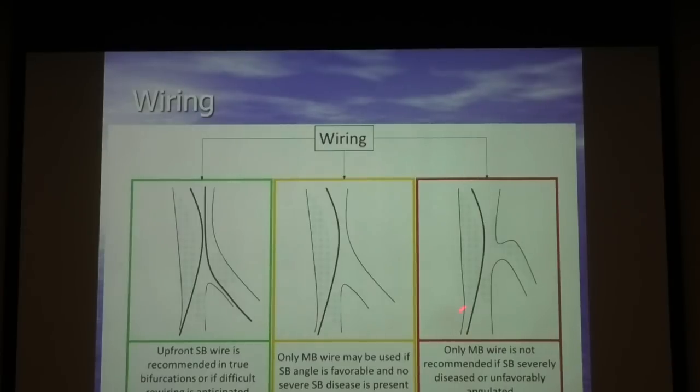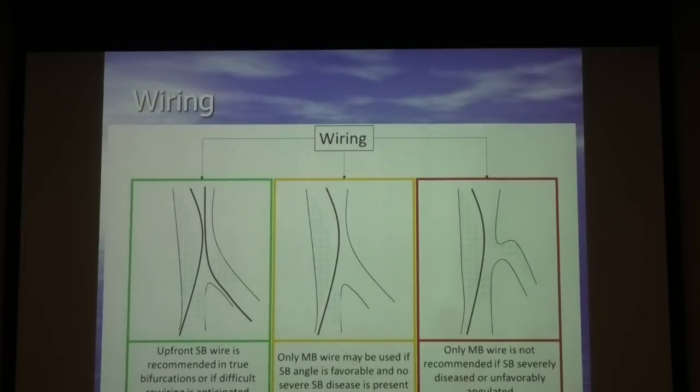Now this is extremely important. Look at this, it is very difficult, access is difficult. Only main branch wiring is not recommended if side branch severely diseased or unfavorable angulation. So red line. بتقول لك بدي اعالج اول المين برانش وبعدين انتقل للسايد برانش. When you have severe angulation and difficult wiring and severe disease, no, no. This is a C classification.